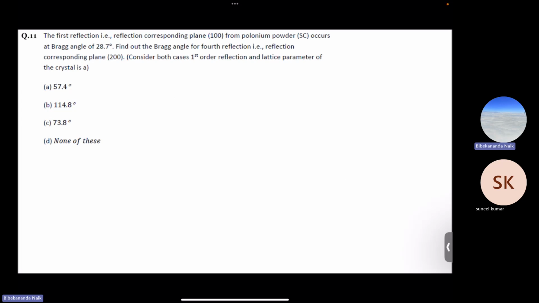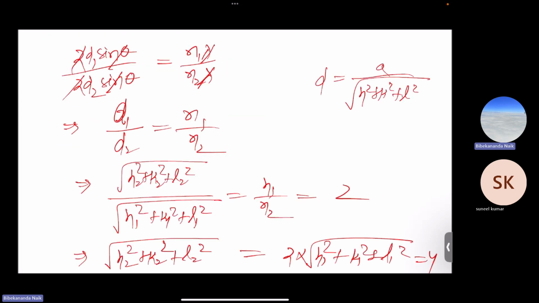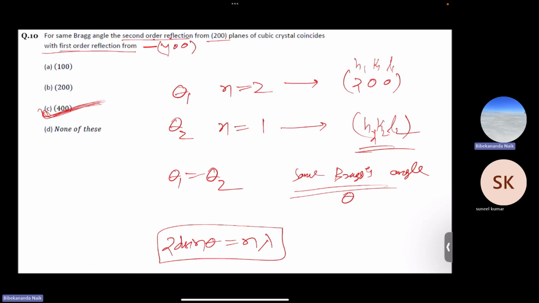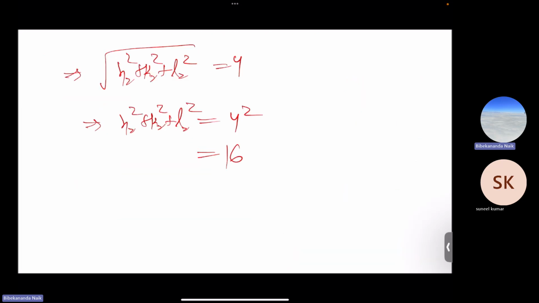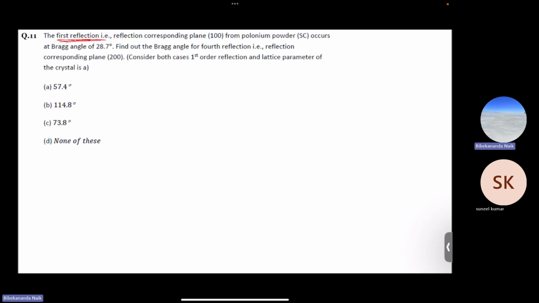The question says the first reflection, that is reflection corresponding to 100. Here you see it is first reflection, not first order reflection. Order means n equals 1, 2, 3. But first reflection means first member, that is the first set of planes which will result in a diffraction peak, because not all sets of planes show diffraction peaks.